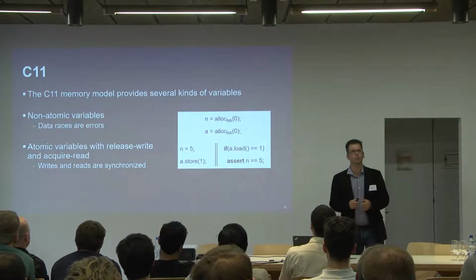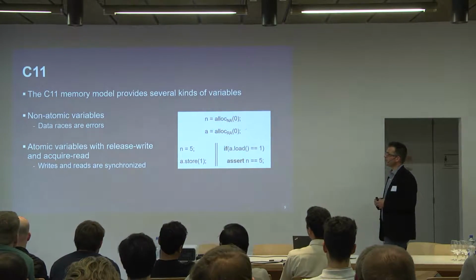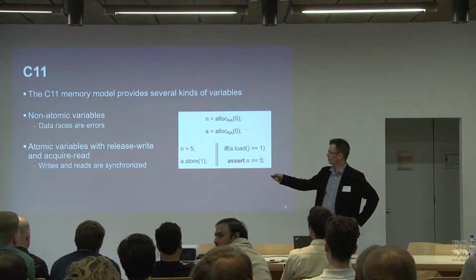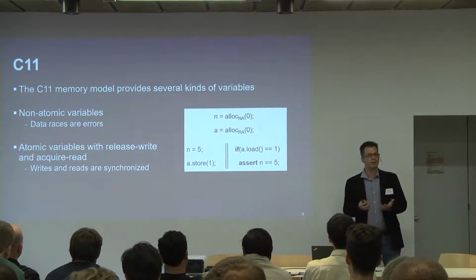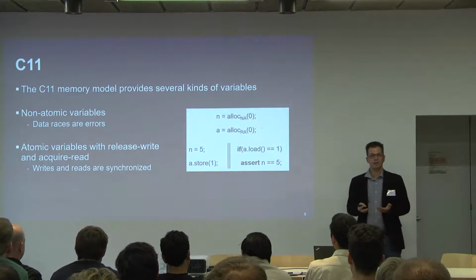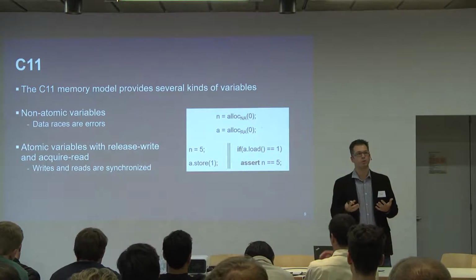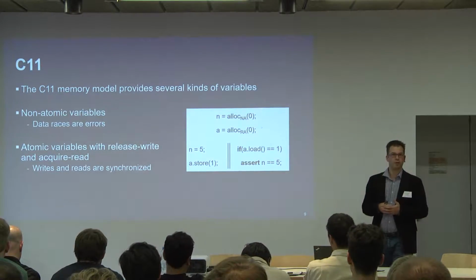I will just look at two aspects here. C11 has many different kinds of variables. I will look at non-atomic variables. Non-atomic variables are like classical variables. In particular, a data race on a non-atomic variable is considered an error. So during verification, we would like to show that there are no races on non-atomic variables.